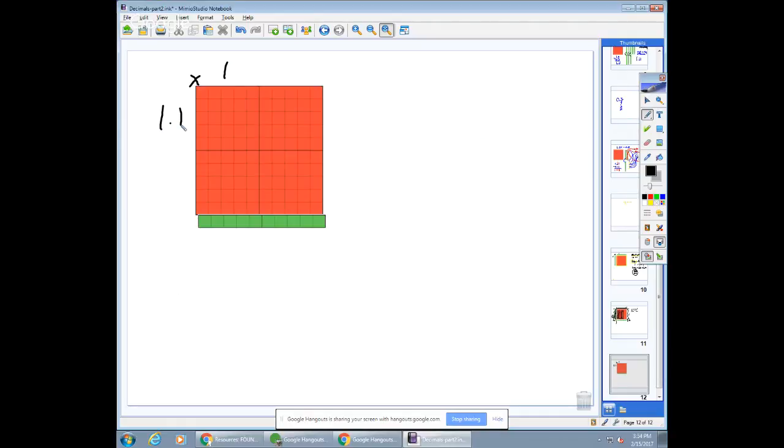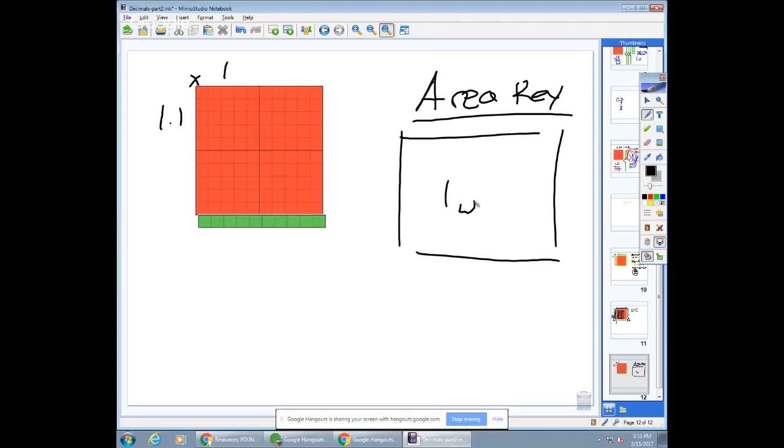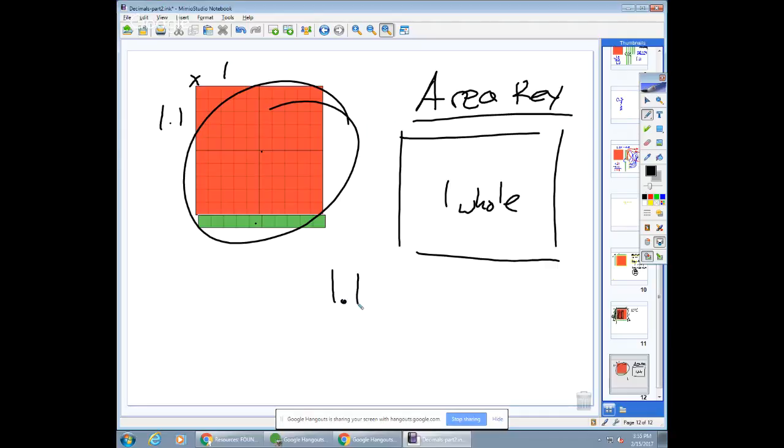Okay, my area key says that one of these big things is 1 whole. So how much area do I have in that picture? How many wholes are there? 1. And then I have that green piece. So if the red thing's a whole, what's the green thing? 1/10. So the answer here is 1 and 1/10 for the area.